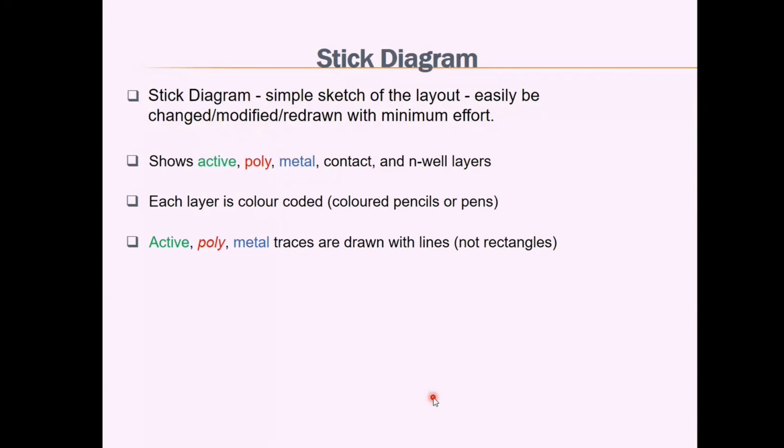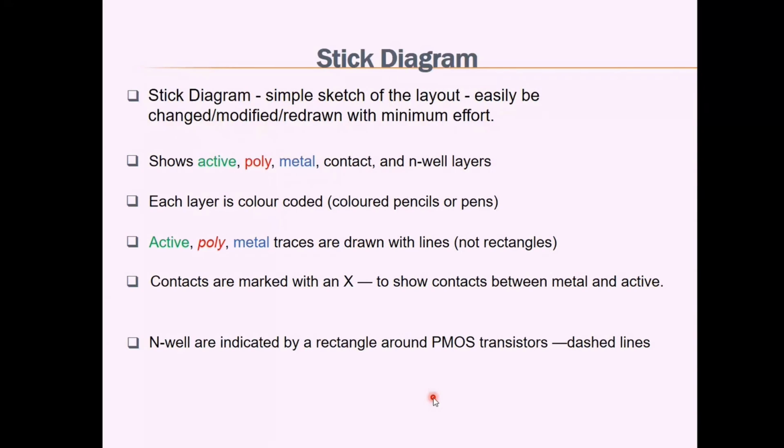Active, poly and metal lines or layers are drawn with lines. It is not necessary to use rectangular diagrams. The contacts are marked with an X symbol. It shows the contact between metal and active, or it shows the contact between different layers. Instead of X mark, we can use filled circles or filled rectangles.